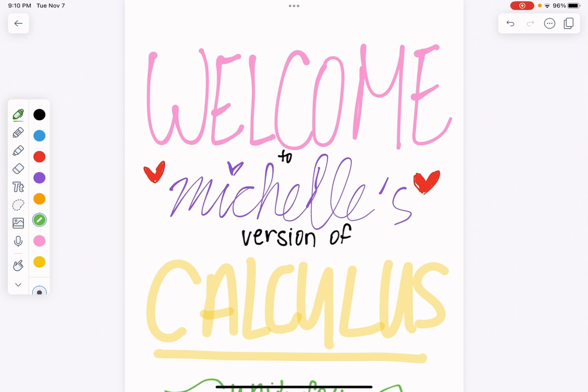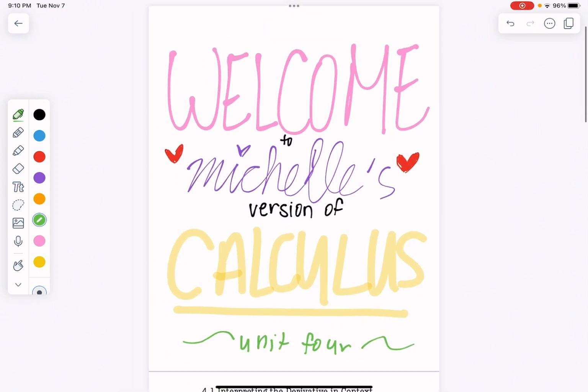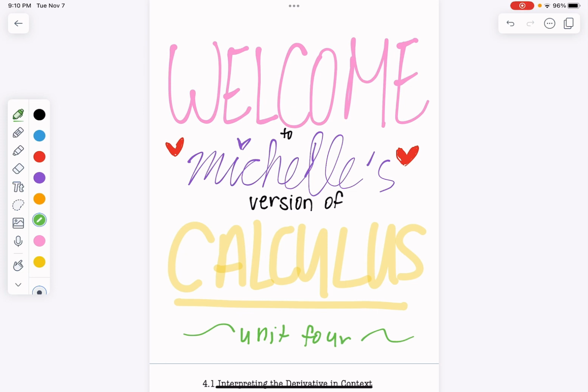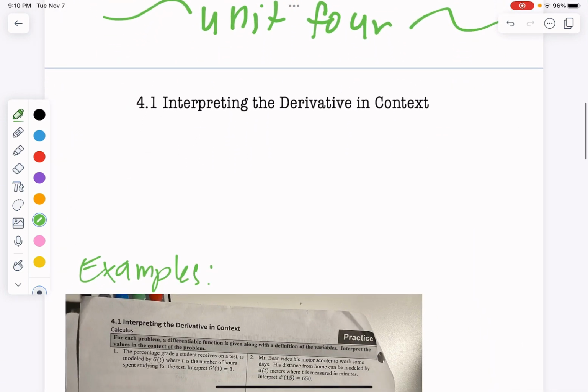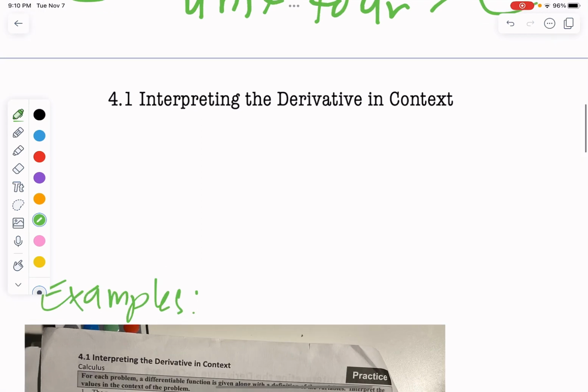Anyways, welcome back to Michelle's version of calculus, and we're on unit 4, which is just more on derivatives. Yay! Okay, so we have 4.1, interpreting the derivative in context, which isn't really anything crazy. It's just derivatives in word problem form, all right? And there are a couple of concepts you need to know or just understand.